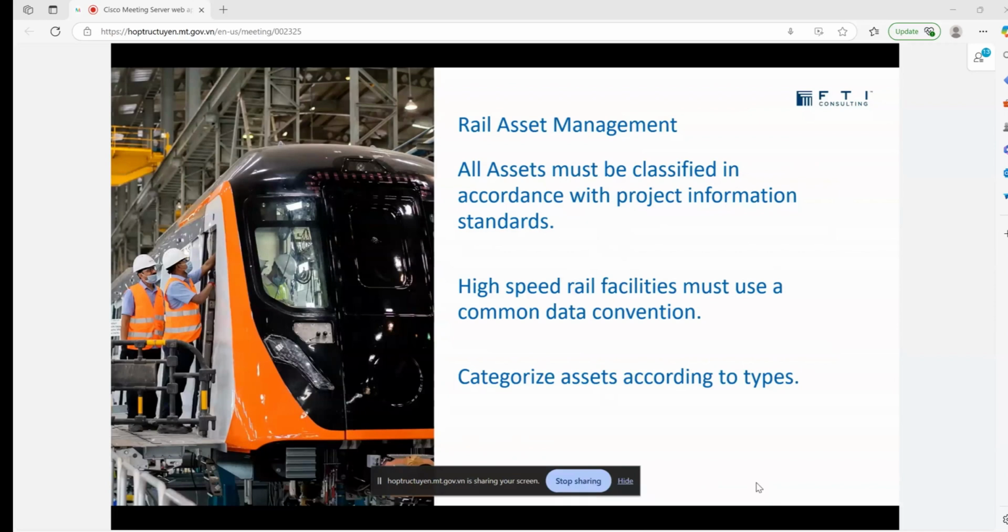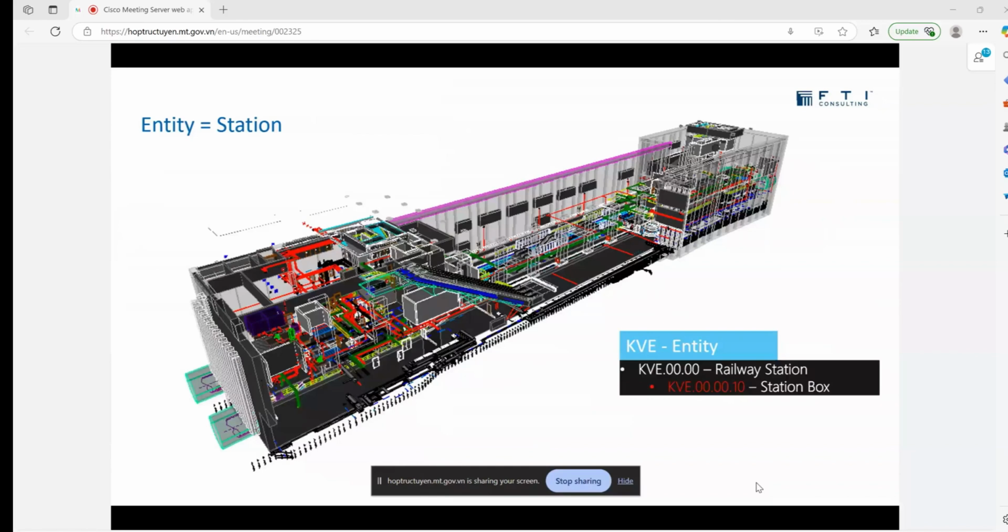So one example I'm going to share with you is how we manage this for an underground metro project. The logic still applies to high-speed rail. So you basically are going to have a number of entities. They could be stations, they could be crossovers, they could be bridges, they could be tunnels, and each is going to be identified by a certain code.